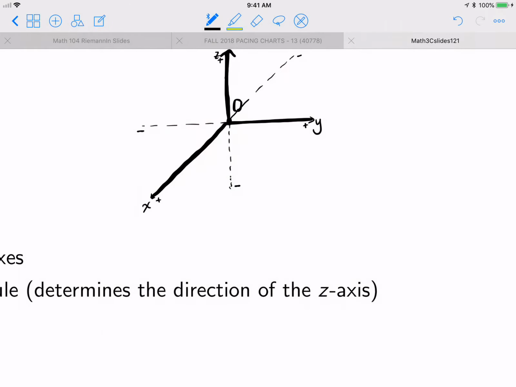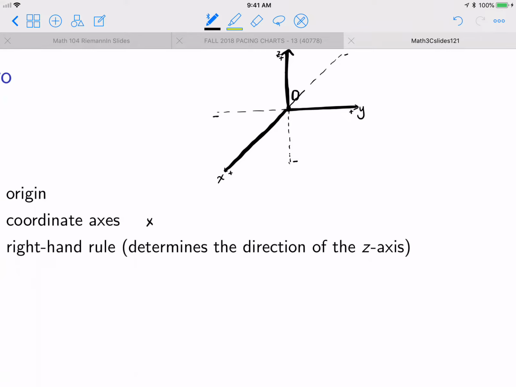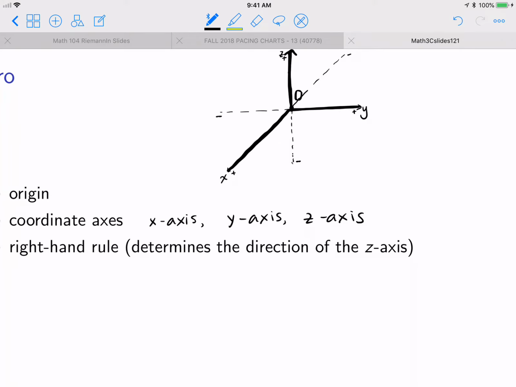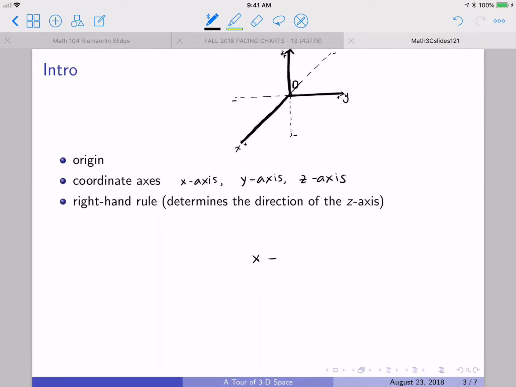Our coordinate axes are the x-axis, the y-axis, and the z-axis. So we've got 3 coordinate axes. The x-axis direction keeps track of forward and backwards. So let's think of x as keeping track of forward versus backwards. The y-axis keeps track of right versus left. And then the z-axis keeps track of top versus bottom.